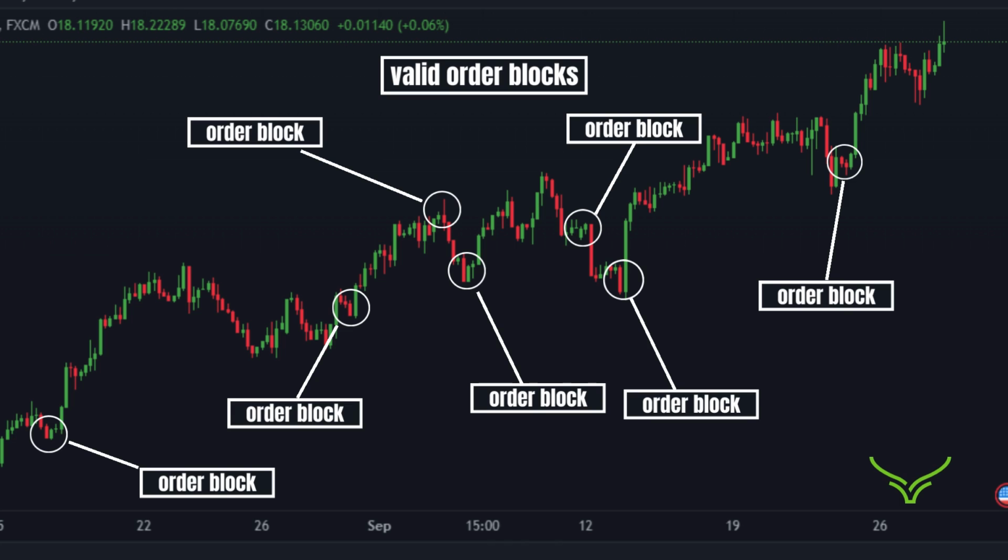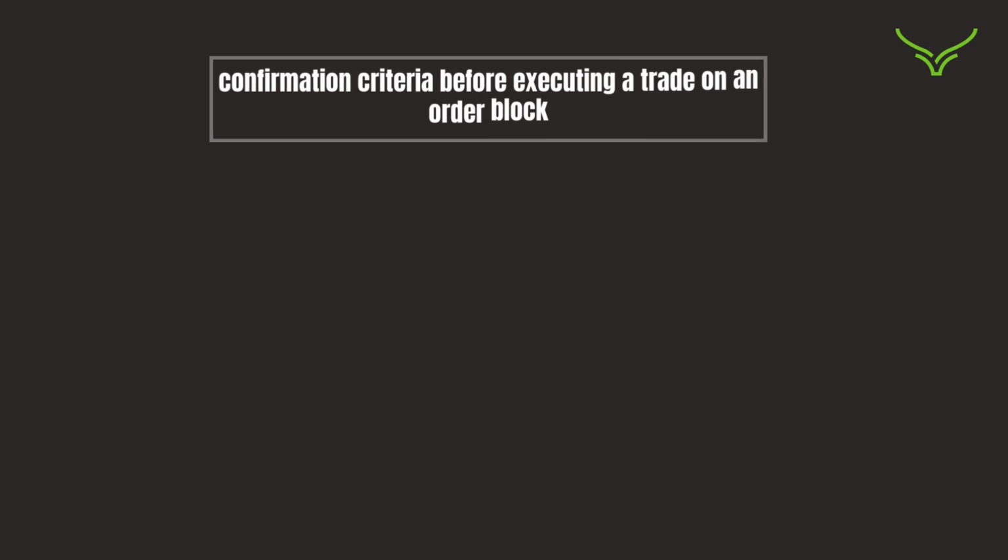To mitigate this challenge and trade order blocks with a higher potential for success, professional traders commonly employ a set of confirmation criteria. These criteria serve as guidelines to filter out the most promising order blocks and reduce the risk of entering trades based solely on the presence of an order block.